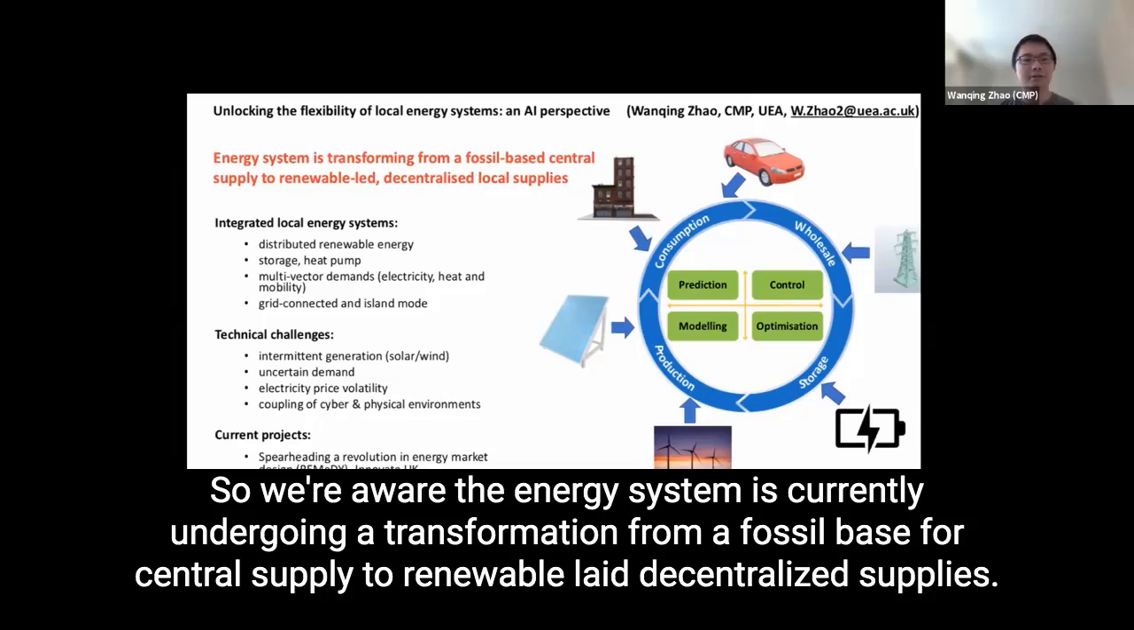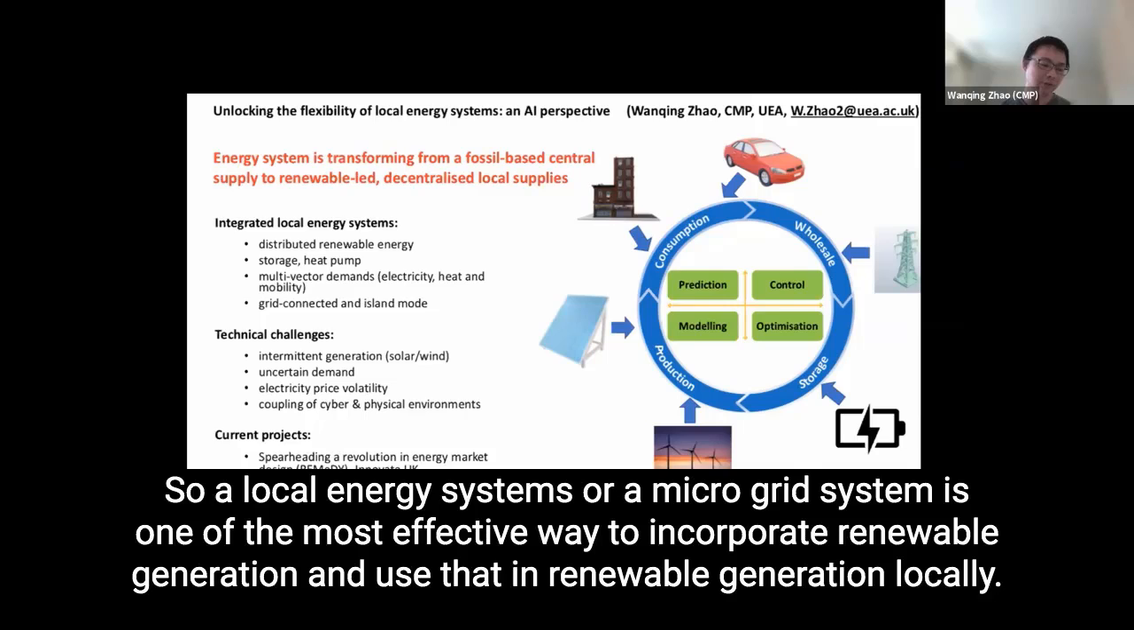So, the energy system is currently undergoing a transformation from a fossil-based central supply to renewable-led decentralized supplies. So local energy systems or microgrid systems are one of the most effective ways to incorporate renewable generation and use that renewable generation locally.